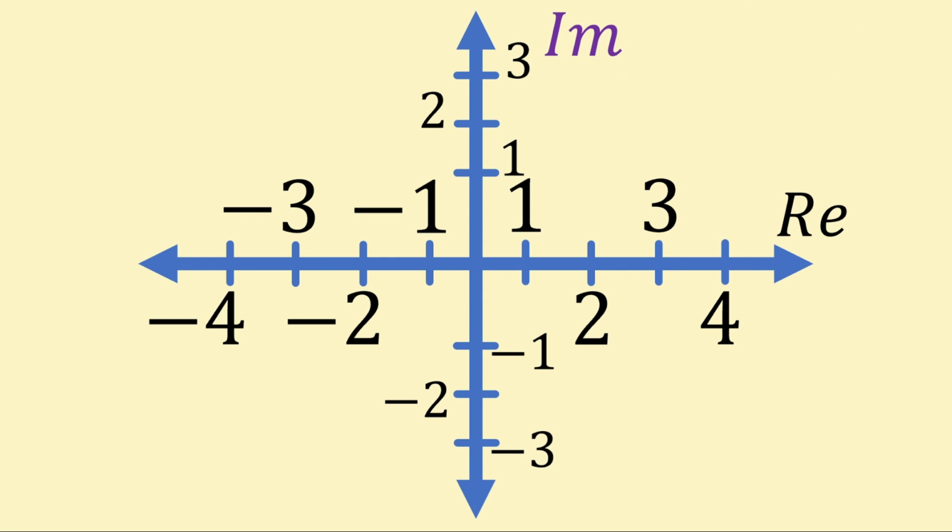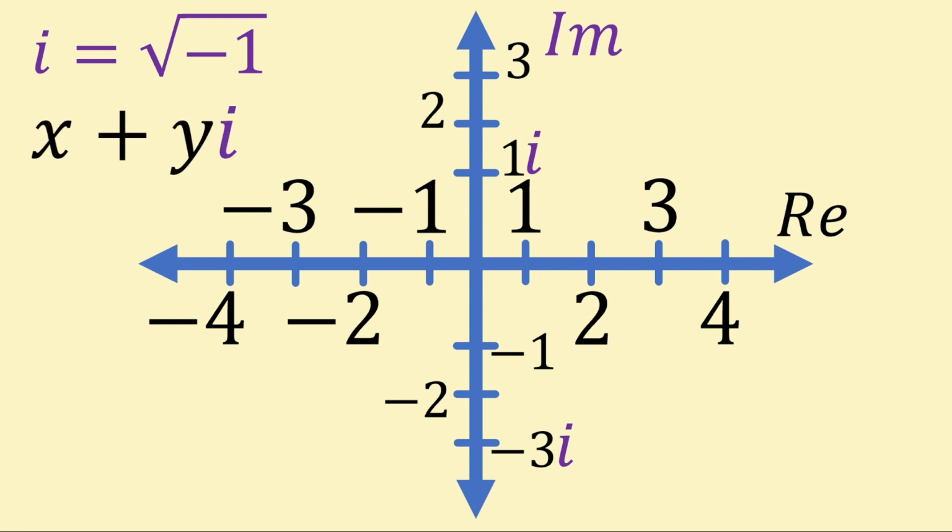The imaginary axis uses the imaginary unit, i, which is equal to the square root of -1. This means when we read 1 on the imaginary axis, we actually read 1i, 1 lots of the square root of -1. Or when we read -3, we actually read -3i, -3 lots of the square root of -1. Putting the real and imaginary parts together gives us our complex number, in the form x plus yi.